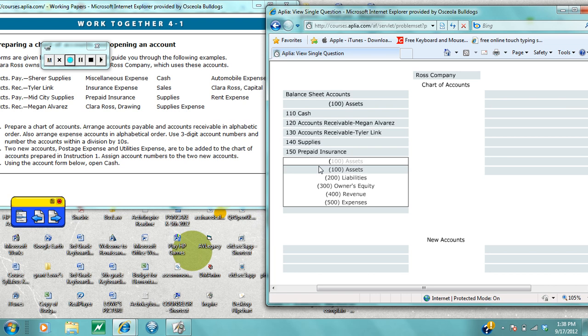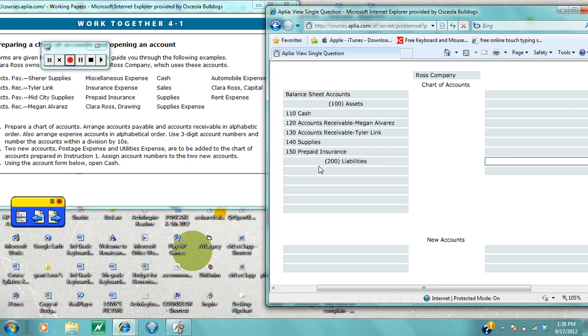We put a parenthesis, 200 for liabilities. Hopefully you've read this section in the book so that you understand what I'm doing. Looking for liabilities now. You're arranging them by alphabetical order. Liabilities, accounts payable, accounts payable. I guess they write it out. Oh, duh. I'll put my number in there first.